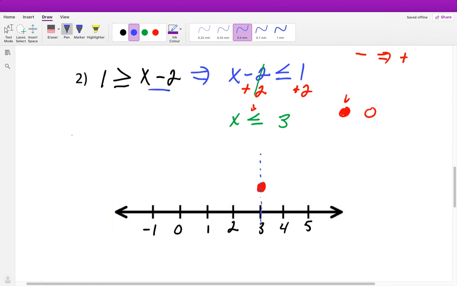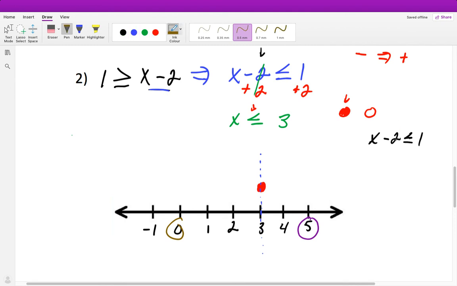and now I'm going to go ahead and separate my graph into my multiple regions. I'm going to pick 2 numbers. The first number I'm going to pick is 5, just because it's the one I just feel like dealing with. And then the other one I'm going to pick is going to be 0, because 0 is really easy to work with. Right? And now, remember, we plug them back into our original problem. Now, since I rewrote it, I'm going to plug it back into this one. x minus 2 is less than or equal to 1.